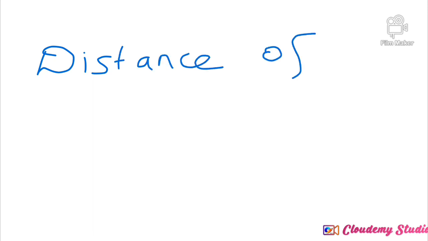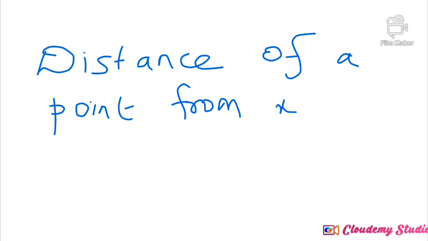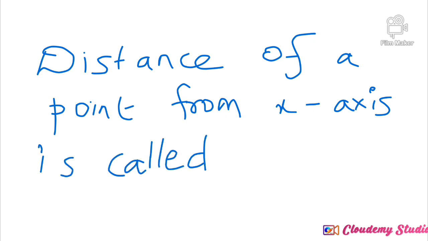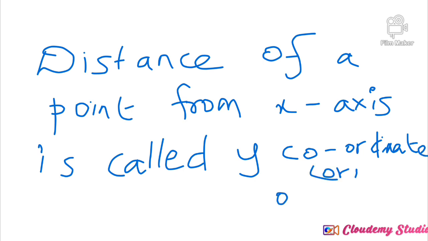Now the terms which we need to know: the distance of a point from the x-axis is called the y-coordinate, or ordinate.